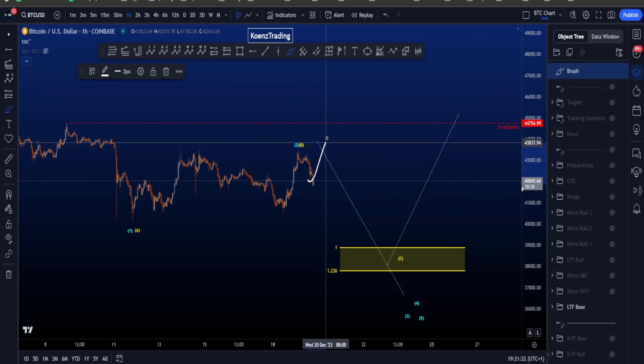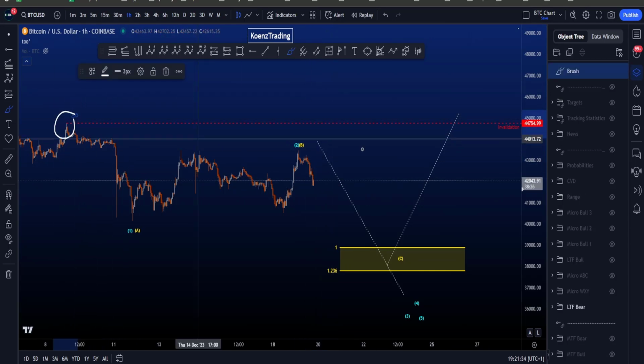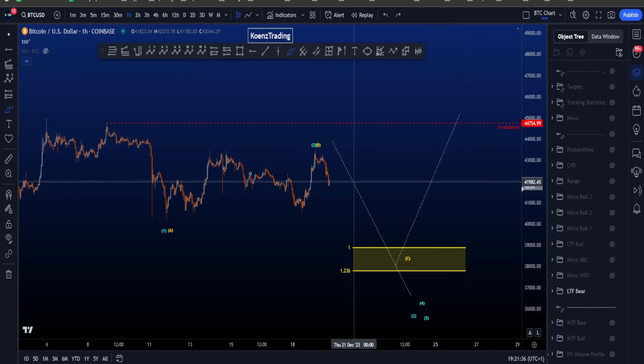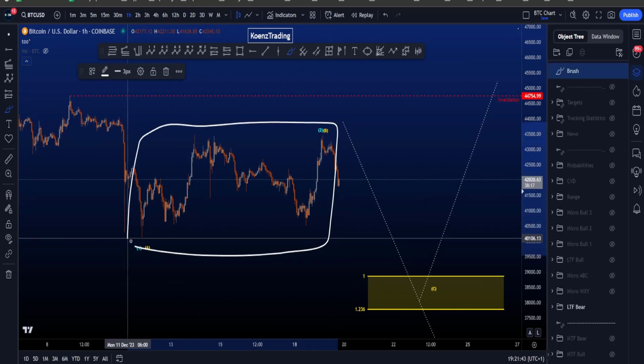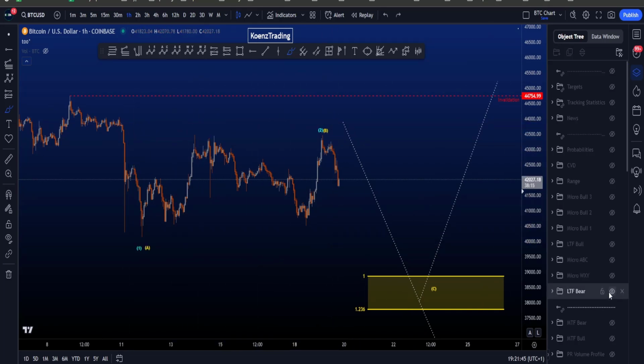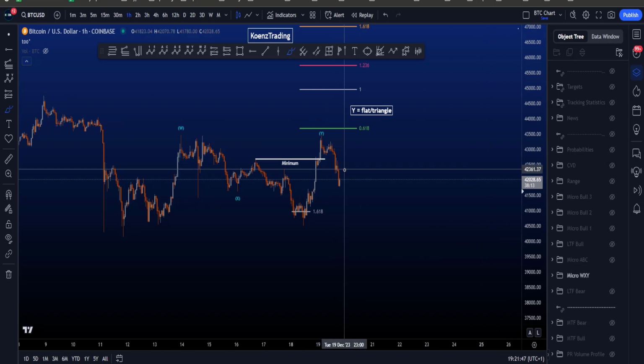If price would now move towards the upside and hit this level over here, the invalidation at 44.7k, then this scenario becomes invalid. Now, if we look at this structure over here for 2 or B, I have two scenarios, and both of these scenarios are not that great.